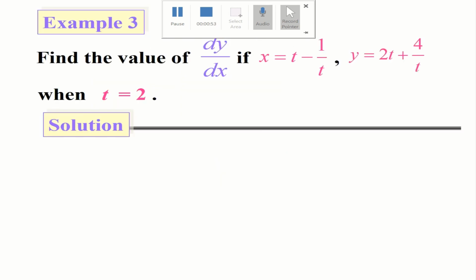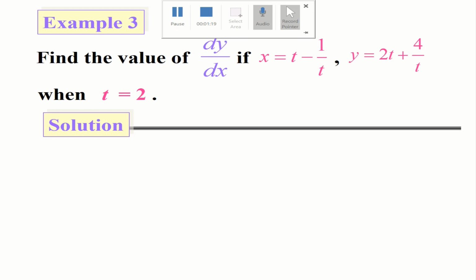Now let's continue with example 3. Find the value of dy/dx if x equals t minus 1 over t and y equals 2t plus 4 over t when t equals 2. So this is similar to the previous example. But this one we want to find the value of dy/dx. So first we need to find dx/dt and dy/dt.